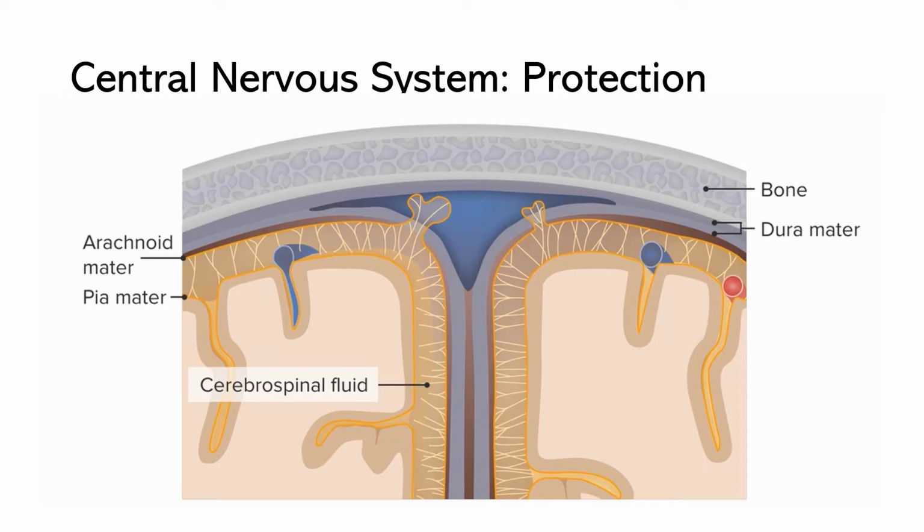The brain is protected by three major layers. The outermost layer of protection is the cranial bones, or your skull. The next layer is a connective tissue layer known as the cranial meninges. This is going to include the pia mater, the arachnoid mater, and the dura mater. The last layer of protection of the brain is the cerebrospinal fluid.